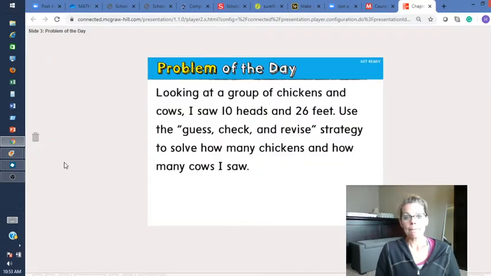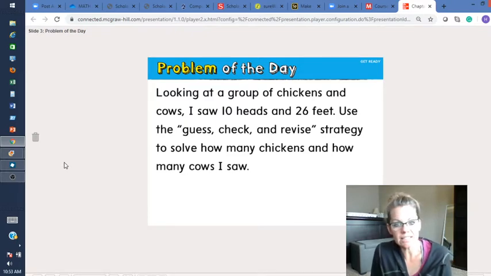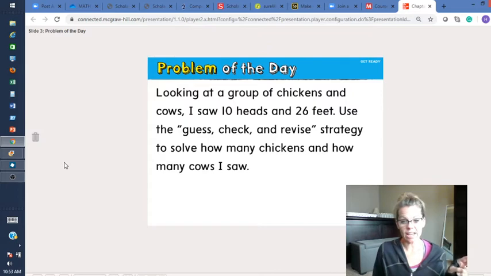Okay. Our problem of the day is right here. So let's read it together. Looking at a group of chickens and cows, so there's chickens and cows in a group, I saw 10 heads and 26 feet. You need to use the guess, check, and revise strategy to solve how many chickens and how many cows I saw. So remember how we did that? You got to start with a guess and then check it and revise it. So pause the video and see if you can figure it out.